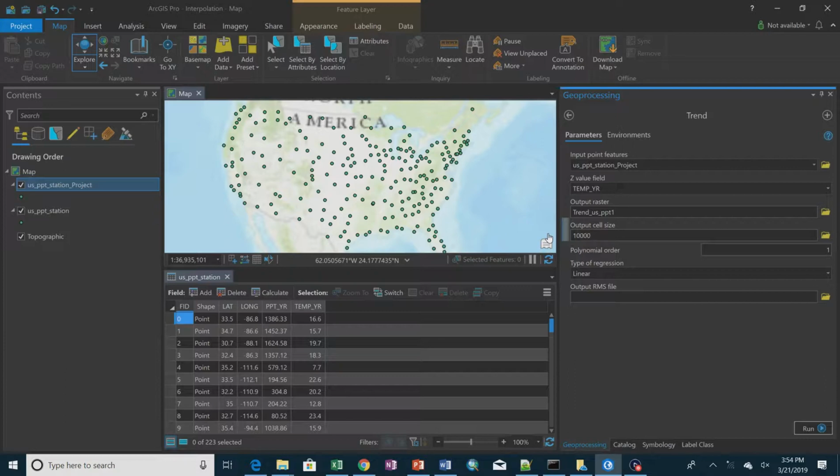10,000, right? So first of all, I'm going to do a first order polynomial, and I'm going to leave it on linear regression. And I'm going to change this to trend US PPT _1. And that's going to stand for first order polynomial. So if I run this, I'm going to get a trend surface. And by default, it's just going to choose the minimum bounding rectangle of all the points as the study area.